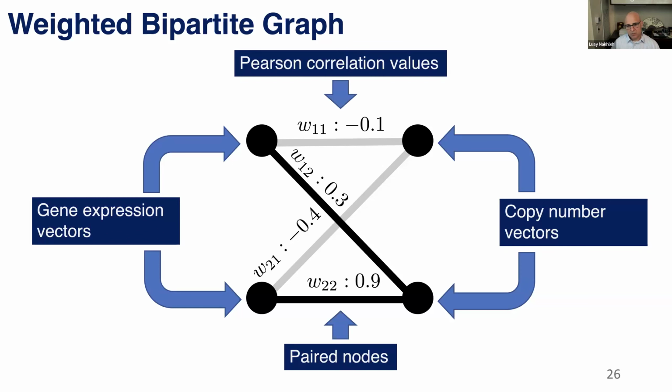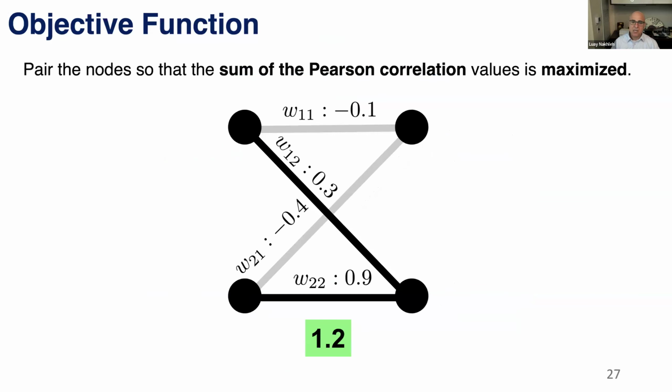So here, when you see W11 is minus 0.1, this means that the correlation between the RNA vector of the first cell on the left and the DNA or copy number vector of the first cell on the right is minus 0.1. And the same thing for the others. So we have 4 correlations to calculate, and we have 4 edges with 4 values on them. What we are interested in here is that the higher the correlation, the better.